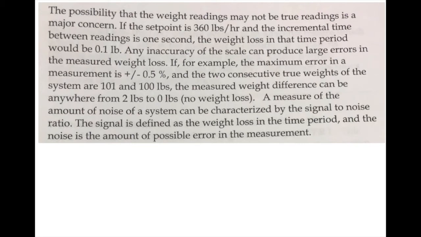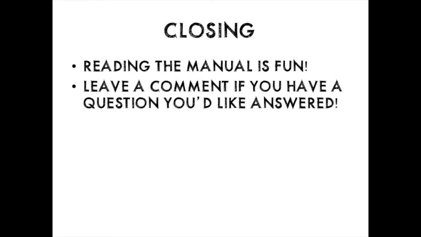A measure of the amount of noise of a system can be characterized by the signal-to-noise ratio. The signal is defined as the weight loss in the time period, and the noise is the amount of possible error in the measurement. Alright, so that is it. That is a kind of boring explanation of the manual, but it is important. If you can master this, you will come off as a rock star to your peers, because a lot of people just don't really fully understand the details of how a K-tron feeder works.